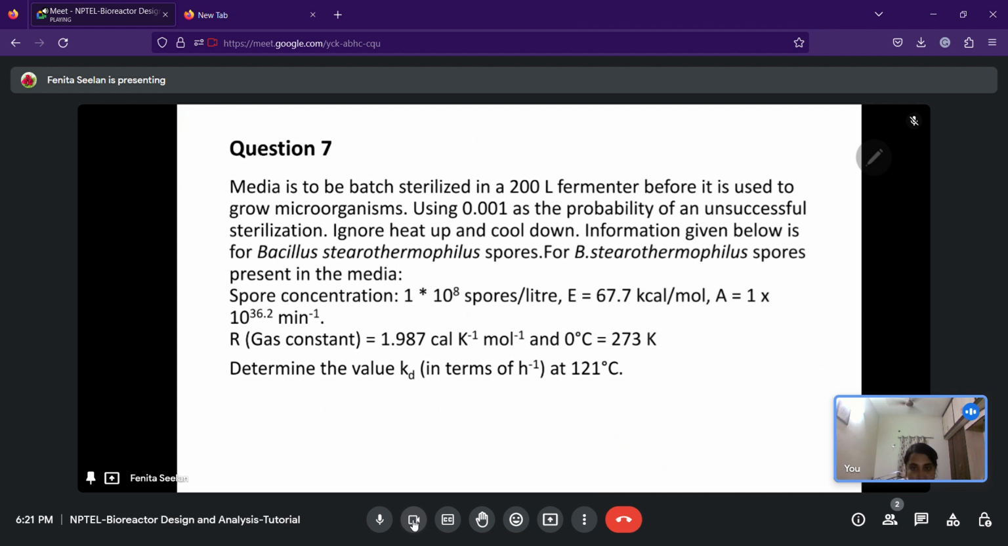So how do we start solving the problem? Please note down the given values, and then we will start solving the problem in a few minutes.